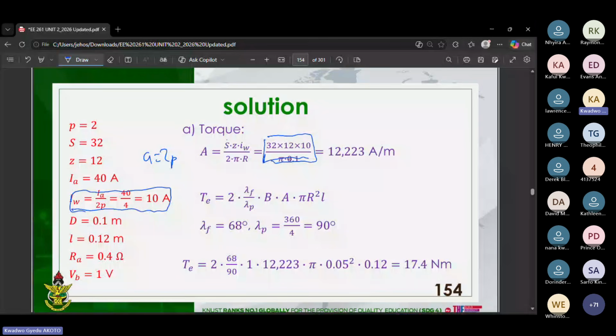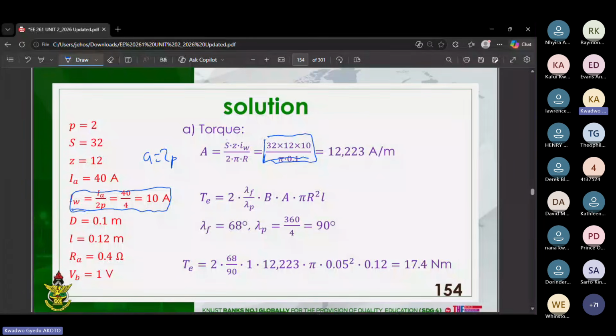And then torque is equal to 2 times lambda f. Lambda f is our pole length, and lambda p is our pole pitch. So we know we have 4 poles. We are looking at a rotational machine, so the total distance is going to be 360 degrees. So 4 poles distributed in 360 degrees. Each pole is going to be 90 degrees away from the other. Are you okay with that? That is why we have our pole pitch being 90 degrees.